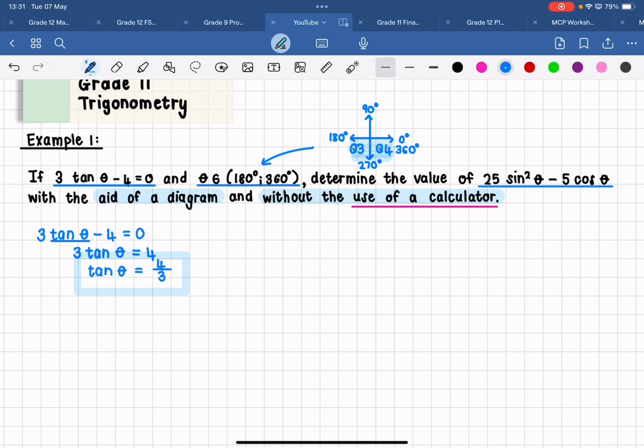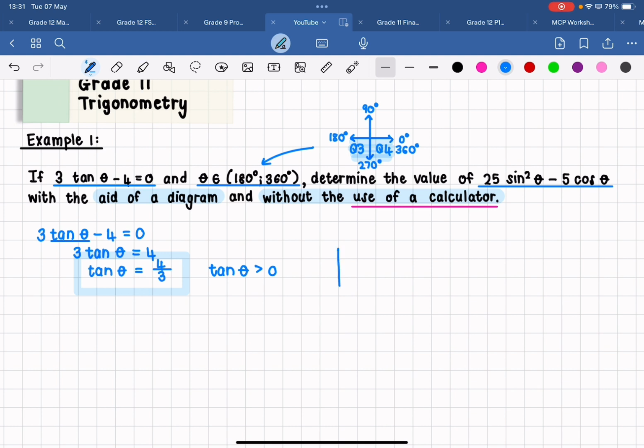Now, because they've told us that theta is between 180 and 360 over here, we know that our diagram, our right angle triangle, is going to be either in quadrants 3 or 4. But we can't draw one in both of these quadrants. We need to figure out which one of the two we're going to work with. Now, we are going to use this highlighted information here to help us decide which quadrant to draw in. Notice that tan theta is a positive value, 4 over 3, positive 4 over 3.